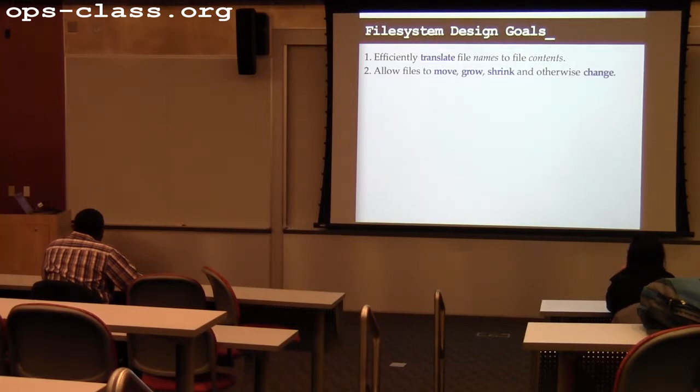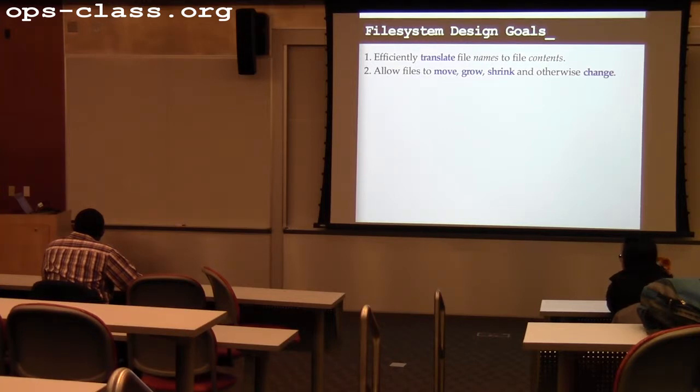I want to allow files to grow and to shrink, right? So this is different than changing the contents within the files, because changing the contents within the files ends up making a little bit less of a difference on disk, right? But you can imagine that when a file grows, for example, I may need to find a bunch of new disk blocks to associate with that file, and I may need to make sure that I can still find those disk blocks when that name is translated, right?